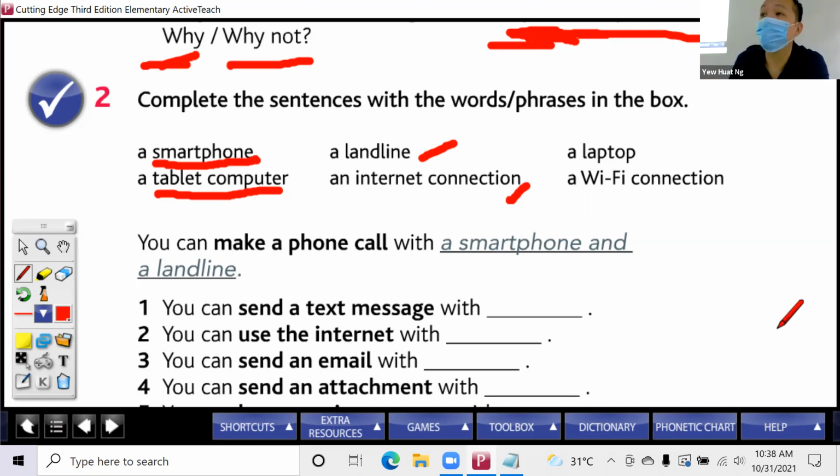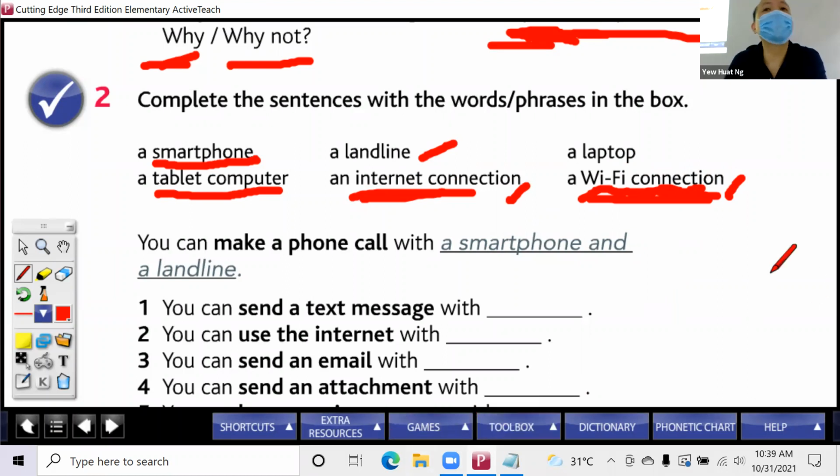Internet connection, and this one, a Wi-Fi connection. Are they the same? Do you know the difference? Yes. Do you know the difference? Yeah. So they are different. Okay. But for most of us, we don't care. We just take them like they are the same. But they are actually very, very different.